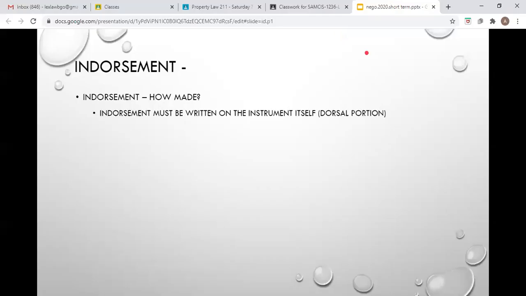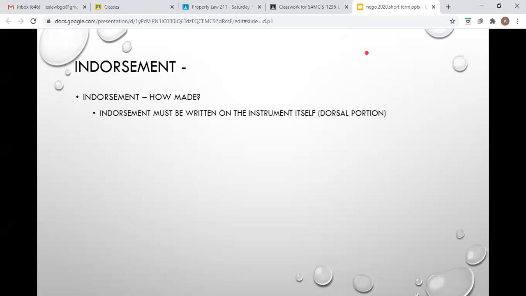Okay. So, endorsement. How will you make the endorsement? Ano yung mga principles na dapat tandaan pagdating sa endorsement? First, endorsement must be written in the instrument itself. Sir, saan pong part ng instrument? Harap po ba o likod? Sabi dito, it shall be placed at the dorsal portion of the instrument. And when we say dorsal, we're actually referring to the back of the instrument.